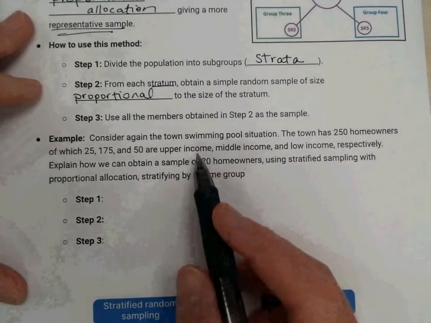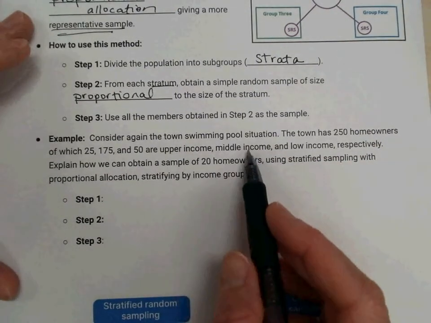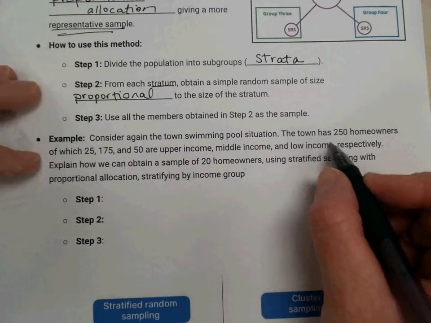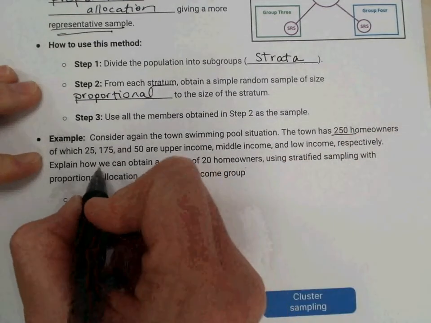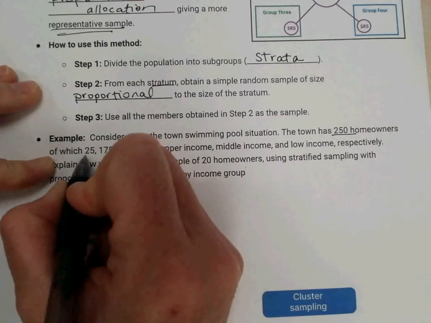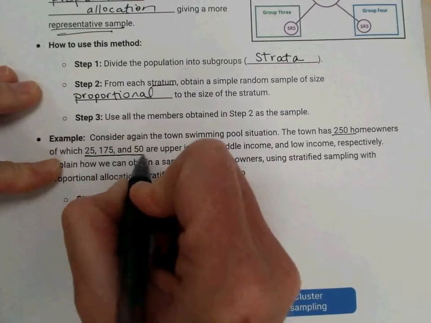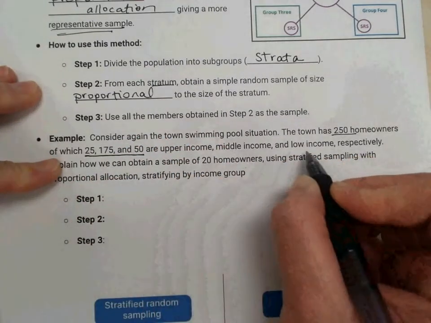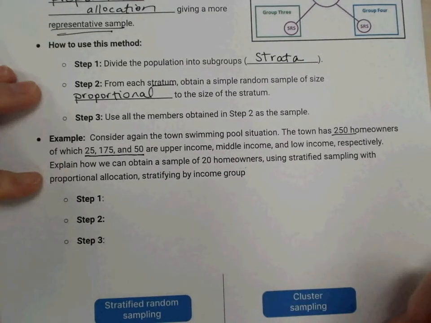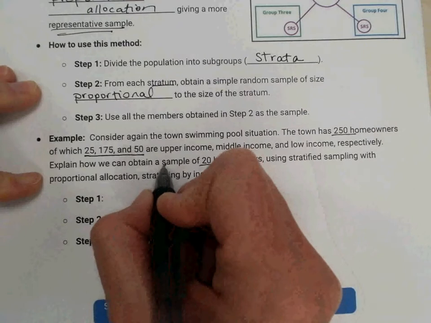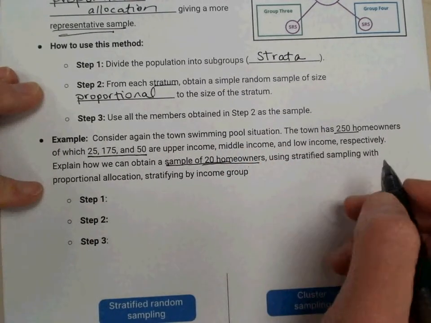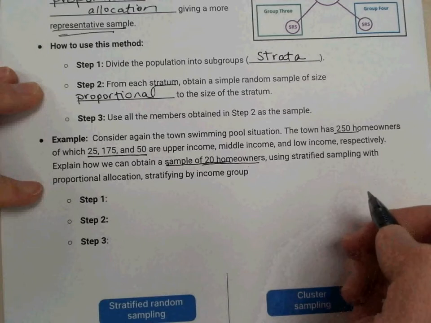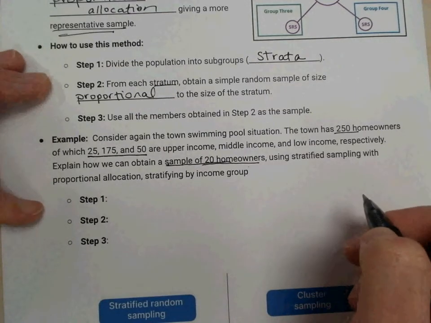So here's the example. Consider again the town swimming pool situation. The town has 250 homeowners, so that would be the population, of which 25, 175, and 50 are upper, middle, and lower income, respectively. Explain how we can obtain a sample of 20 homeowners, so there's our sample size, using stratified sampling with proportional allocation, stratifying by income group. So step 1.